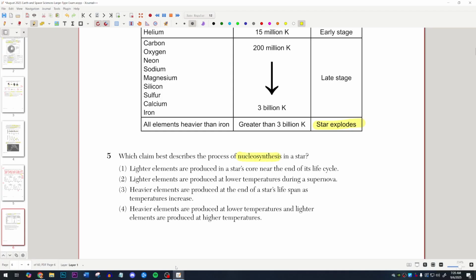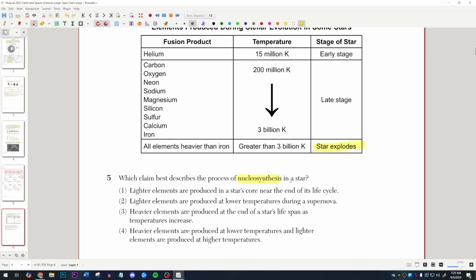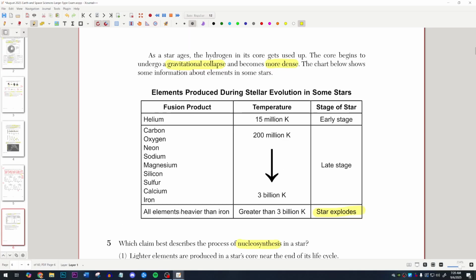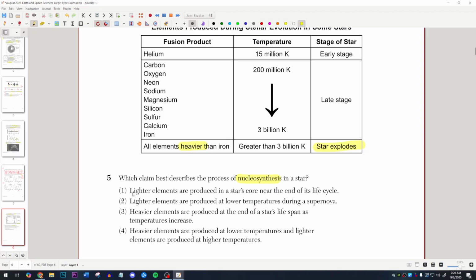So, I mean, we hit that on the head. Do we need the chart? I don't know. Lighter elements are produced in a core near the end. No. Look, heavier is at the end. So that's out.